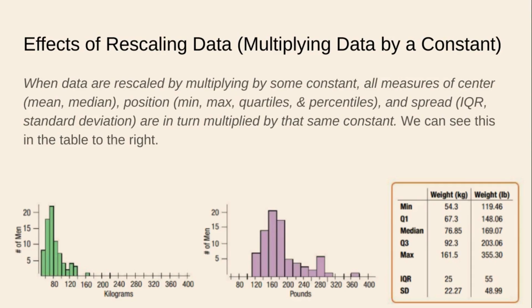Well, when data are rescaled by multiplying by some constant, all measures of center, mean, median, position, min, max, quartiles, percentiles, what have you, and spread, interquartile range, and standard deviation, are also in turn multiplied by that same constant. And we can see this in the table to the right. So let's look at the median. That's our measure of center.